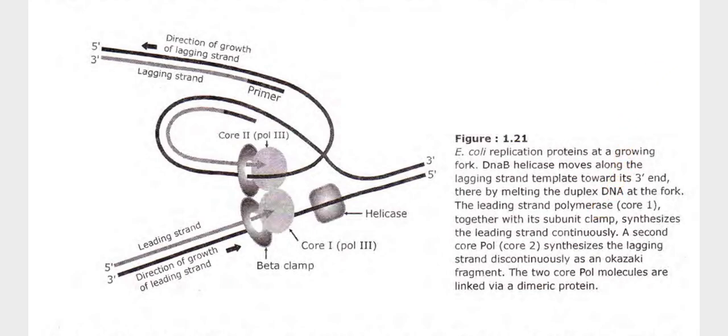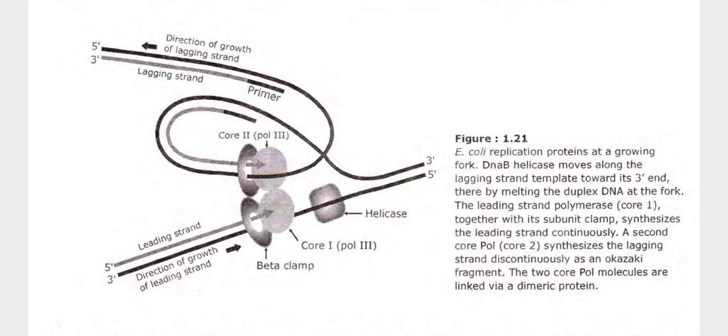DNA B helicase moves along the lagging strand template toward its 3' end, thereby melting the duplex DNA at the fork. The leading strand polymerase core 1, together with its beta subunit clamp, synthesizes the leading strand continuously. The second core 2 synthesizes the lagging strand discontinuously as Okazaki fragments, and the two core polymerase molecules are linked via a dimeric protein.